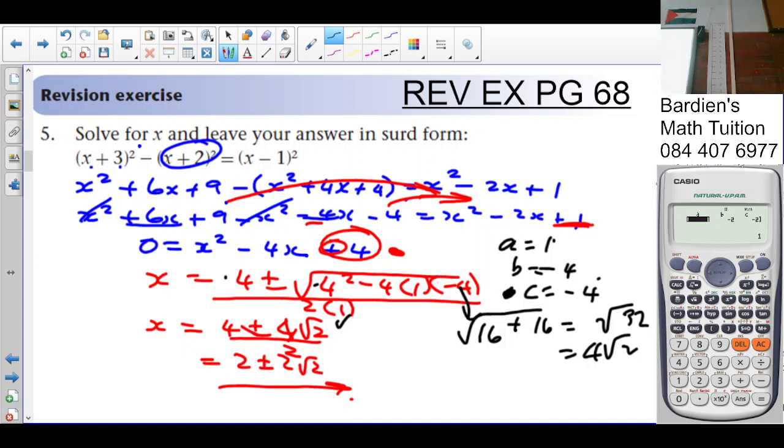Okay, let's just check. Just hang on. So it's 2 plus. Don't be quick to say the book is wrong.